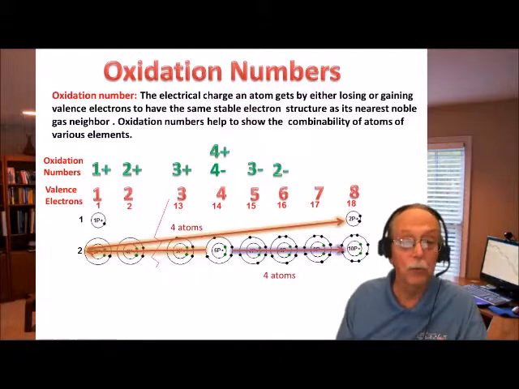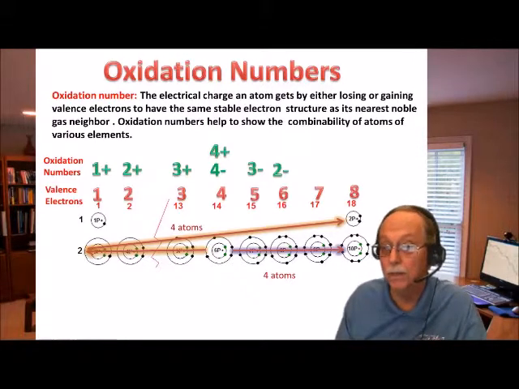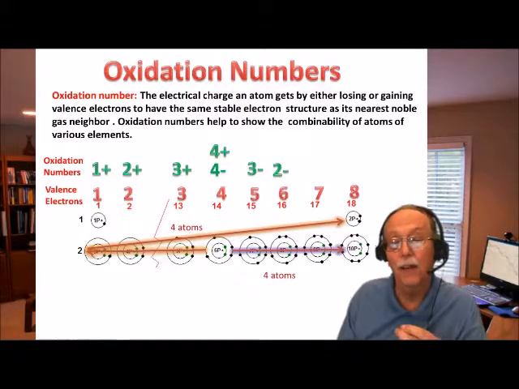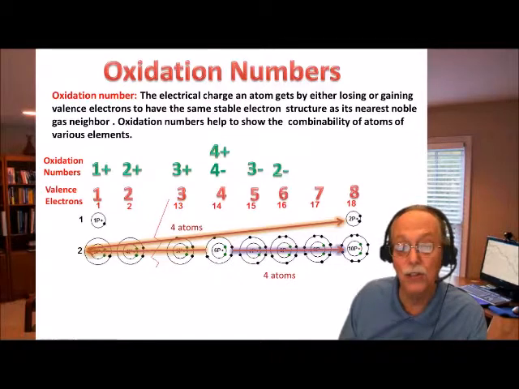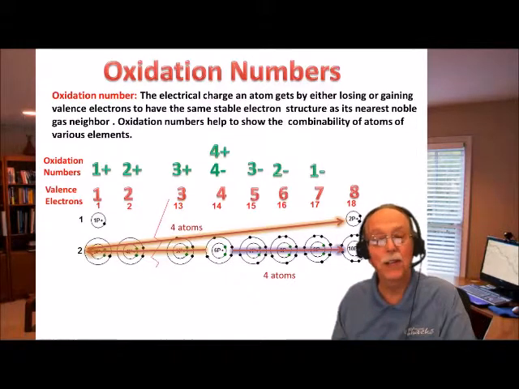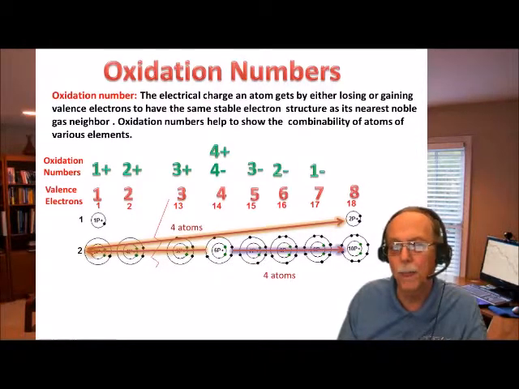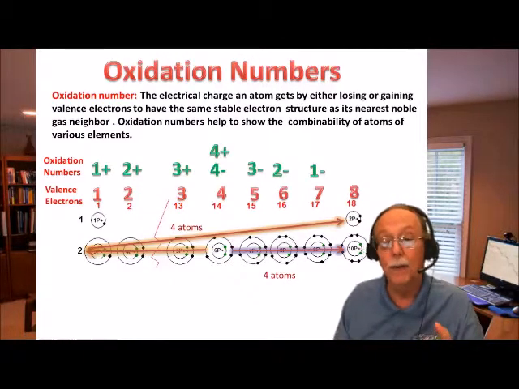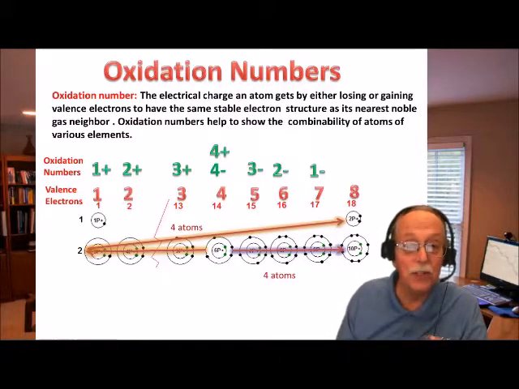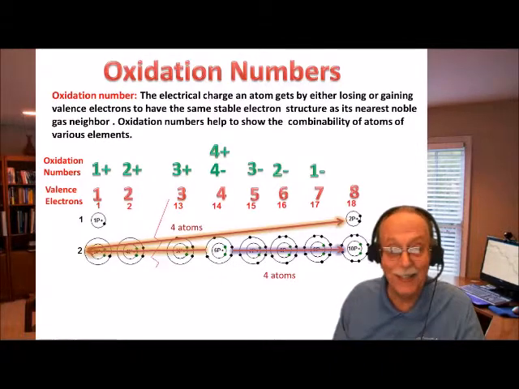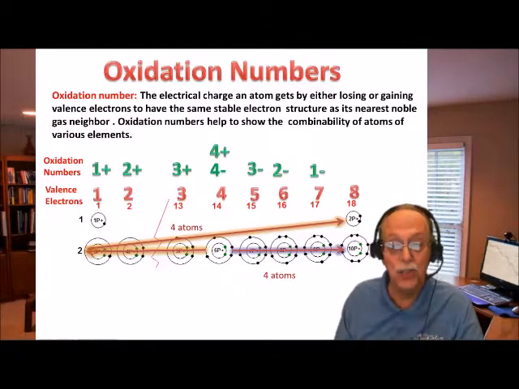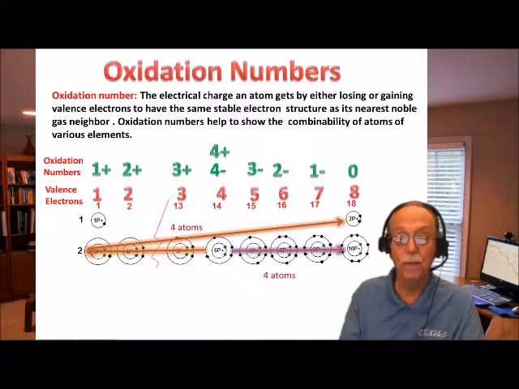Well, all elements in group 16 have an oxidation number of -2. They need 2 more negatively charged electrons to have the electron structure of the nearest noble gas neighbor, neon. In group 17, very reactive, because they only need 1 more negatively charged electron to have a stable octet like neon. So they have an oxidation number of -1. And now, of course, the noble gases, well, they certainly don't need to gain any electrons. They're not going to lose any electrons. They're already stable, so they have an oxidation number of 0.